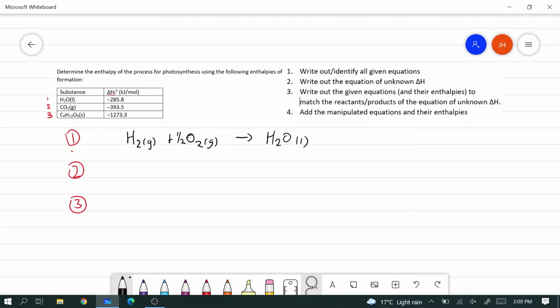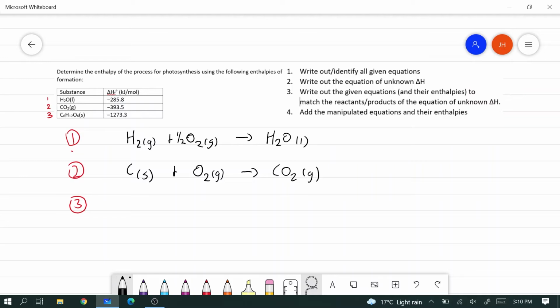For the next one, we're looking at the formation of carbon dioxide. That will be formed by carbon, which naturally exists as a solid, reacting with oxygen gas as well, forming carbon dioxide gas. What we should be able to see there is that the ratios of carbon to oxygen on both sides are appropriate and correct, so that's completely fine.